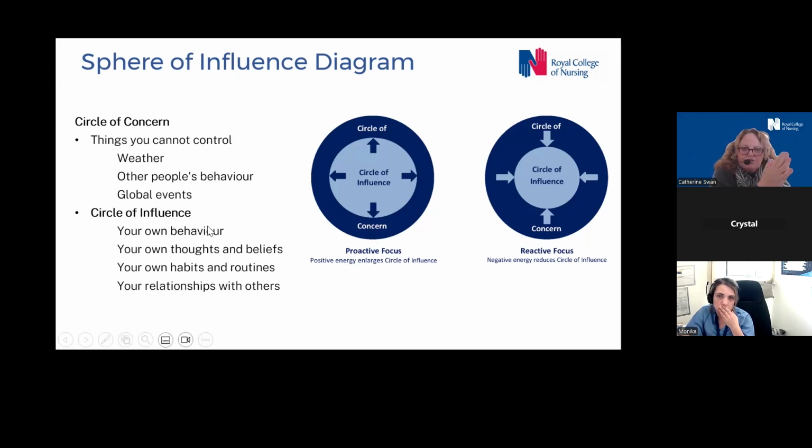You can control your own behavior, your own thoughts and beliefs, your own habits and routines, and your relationships with others. And when Chris talks about leadership, you'll see where this influence all fits together quite nicely. So when you're doing this, just concentrate on what you can do, and from that you can build a much bigger influence, and then your influence will start to grow much bigger.